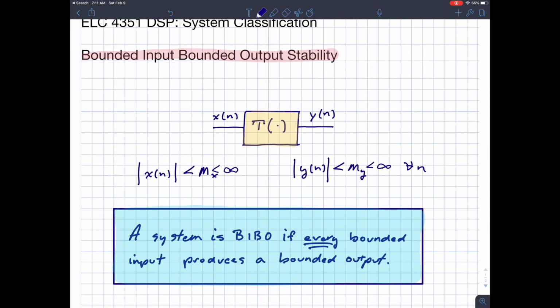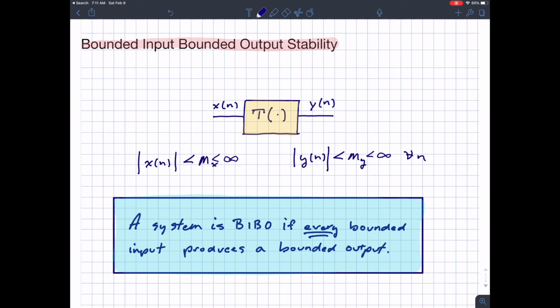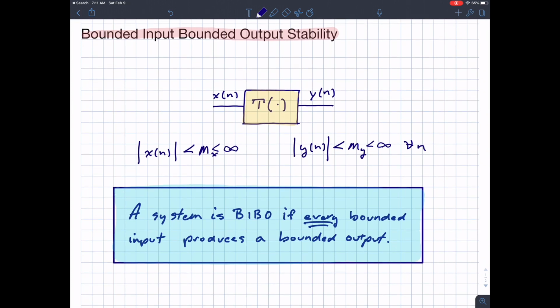It turns out that almost a necessary property for most useful systems, there are exceptions, is that the system needs to be bounded input, bounded output stable. So what does that mean? Well, what that means is if you put in a bounded input, and this definition I've written here is what it means to have a bounded input.